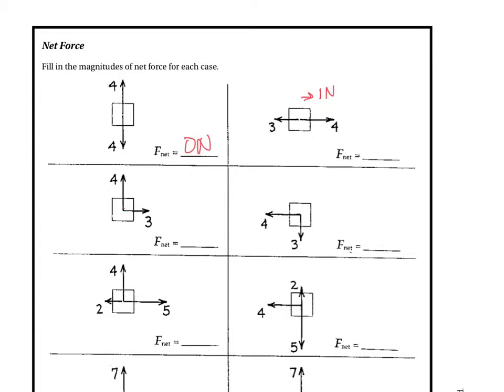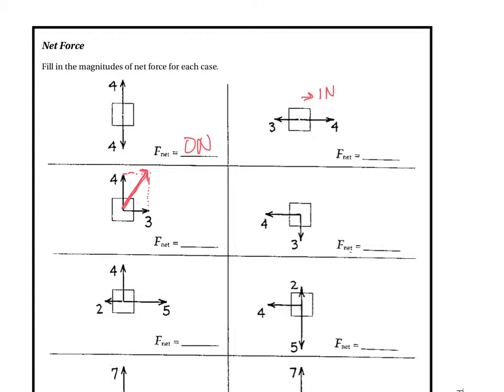Well, it's very similar to what we did with velocities. We're going to take one vector and draw it in from the end of the other one and do the same with the 4 newton vector. And where those two intersect is going to tell me the net force, or what's called the resultant vector. So this is F net.